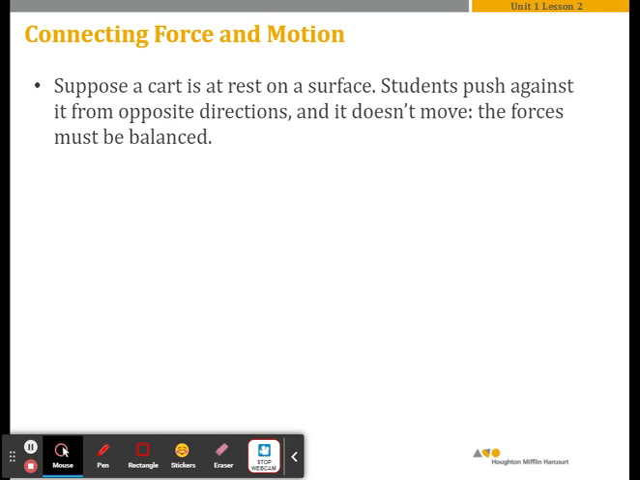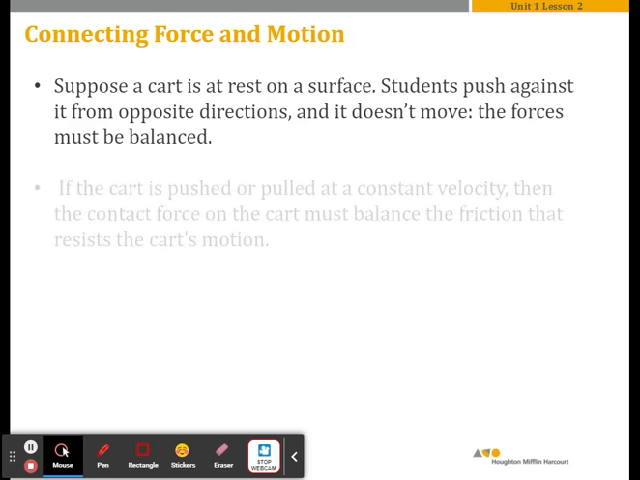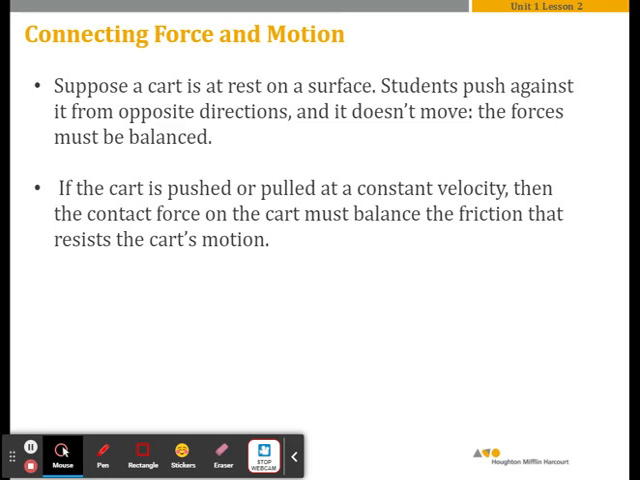If you stand on one side of a cart and you push on it, and your friend stands on the other side of the cart, and you both push, sort of a reverse tug of war, then if it was not moving and it continues to not move, we know that the forces must be balanced because the cart is not accelerating. It started with zero velocity, it continues to have zero velocity.